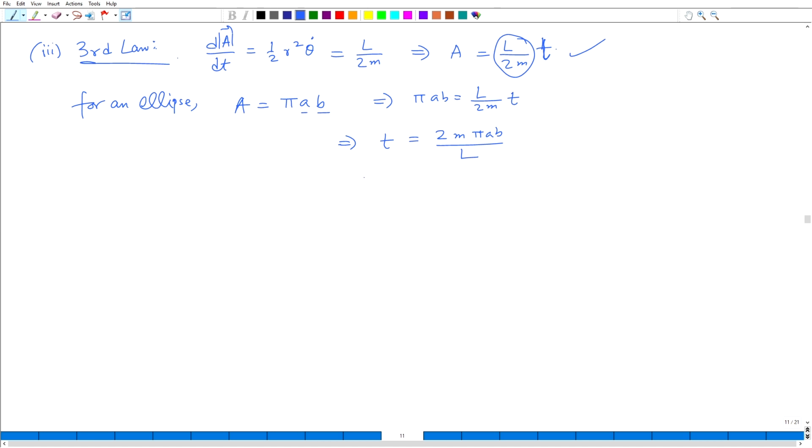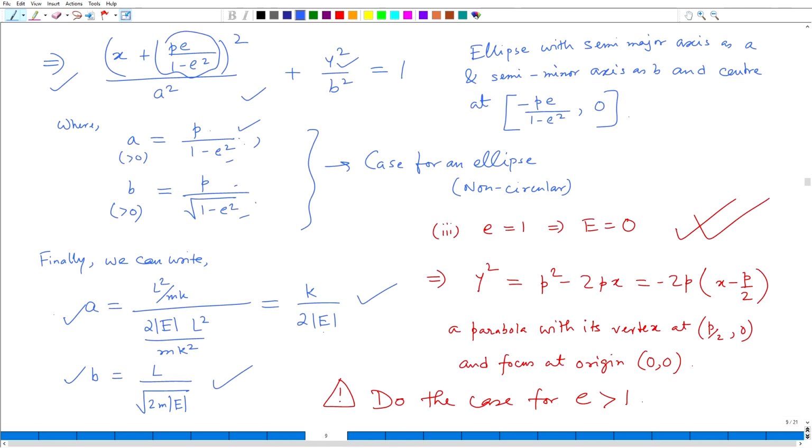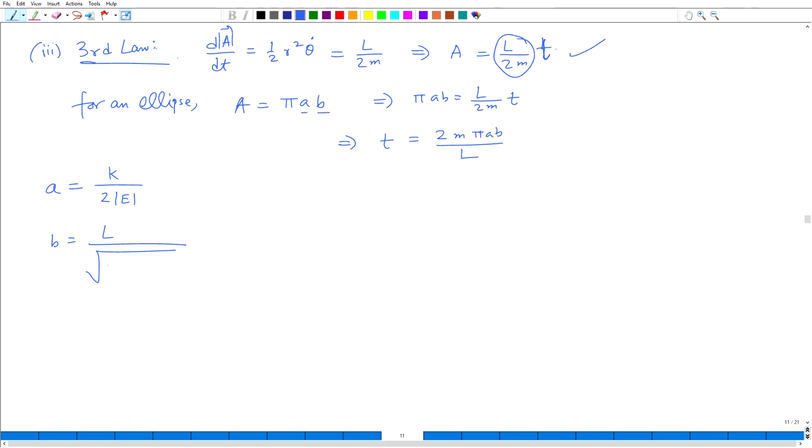I will do something which is also very interesting here. I will use A is equal to what I just said, K by 2 modulus of E, and let me just check the expressions, yes, B is L by root 2m modulus of E. And if you do this, you will see B squared will be equal to L squared by 2m modulus of E, and then you just use this relation to write B squared as L squared times 2A by mK.